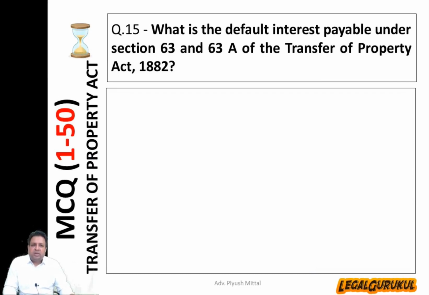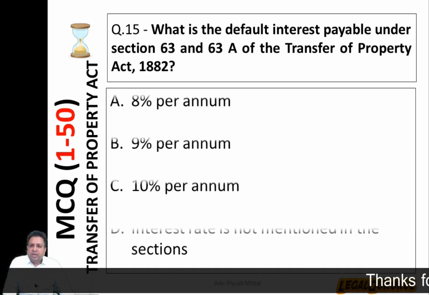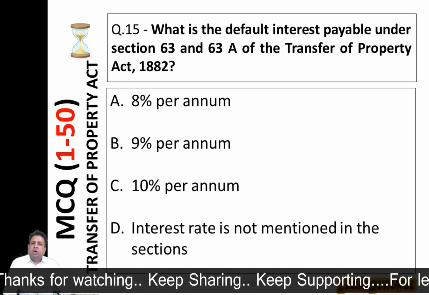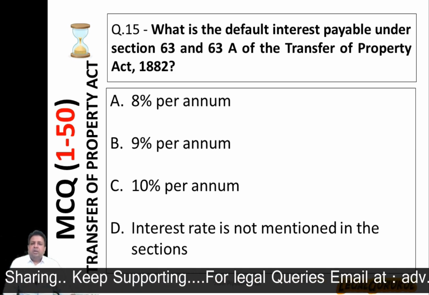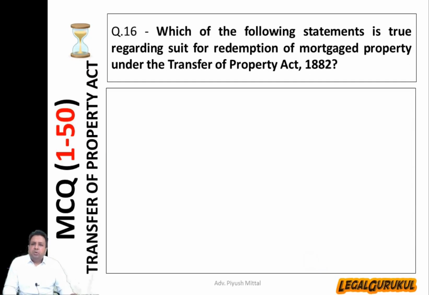Question number 15. What is the default interest payable under Section 63 and 63A of the TPA Act 1882? Option A. 8% per annum. Option B. 9% per annum. Option C. 10% per annum. And option D. Interest rate is not mentioned in the sections. And the correct answer is option B. 9% per annum.